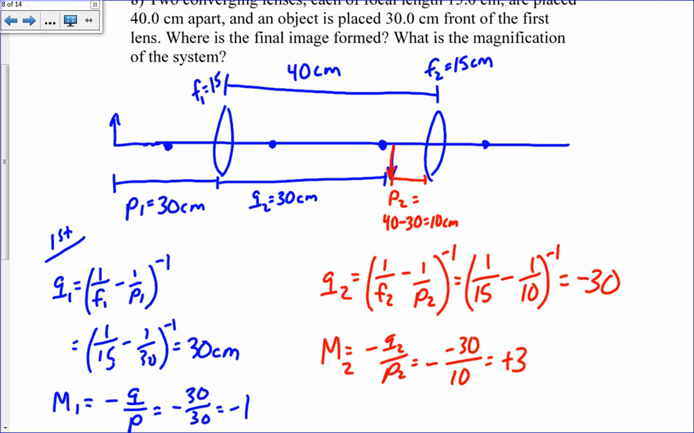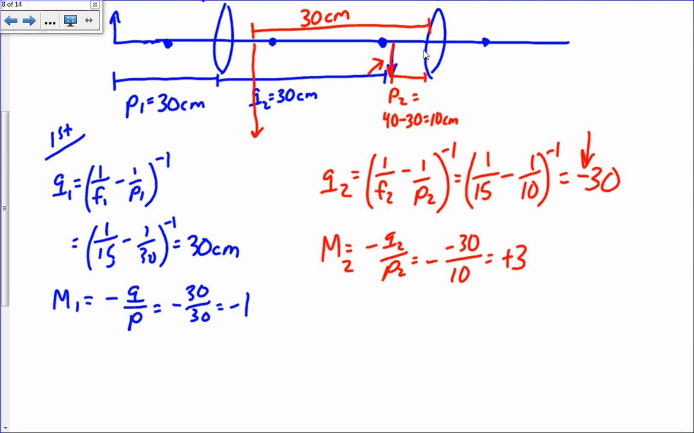So the second image is going to look something like this, where this distance is 30 centimeters. Notice it came out negative, so it's to the left of the lens. And it is in the same direction as the object, that is to say it's inverted, and it's 3 times as big as the second object.